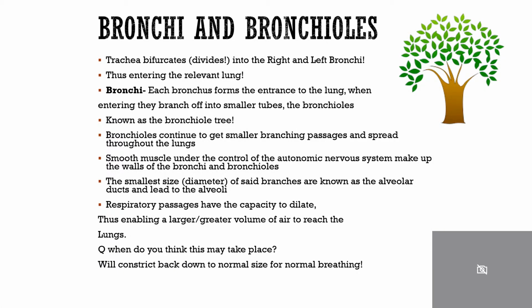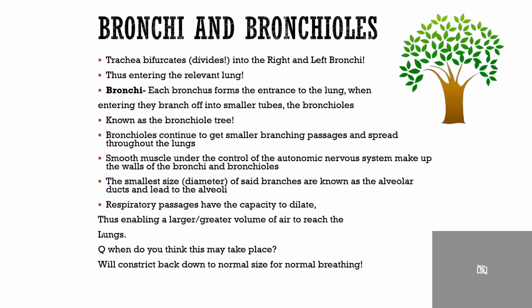Bronchi and bronchioles. The trachea bifurcates. It divides into the left and right bronchi, thus entering the relevant lung. The bronchi. Each bronchus forms the entrance to the lung. When entering, they branch off into smaller tubes, which we term the bronchioles. This is known as a bronchiole tree.